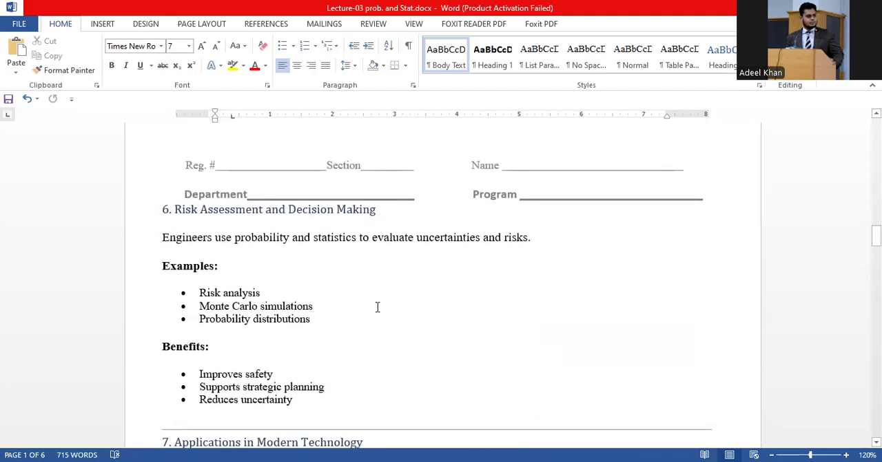Further, coming towards the sixth application of statistical data, that is risk assessment and decision making. This is the most important aspect in most scenarios in the field of engineering technology. Engineers use probability and statistics to evaluate uncertainties and risk, and it is also called risk management. For example, risk analysis, Monte Carlo simulation, probability distributions. For the benefits: improve safety, support strategic planning, reduce uncertainty.